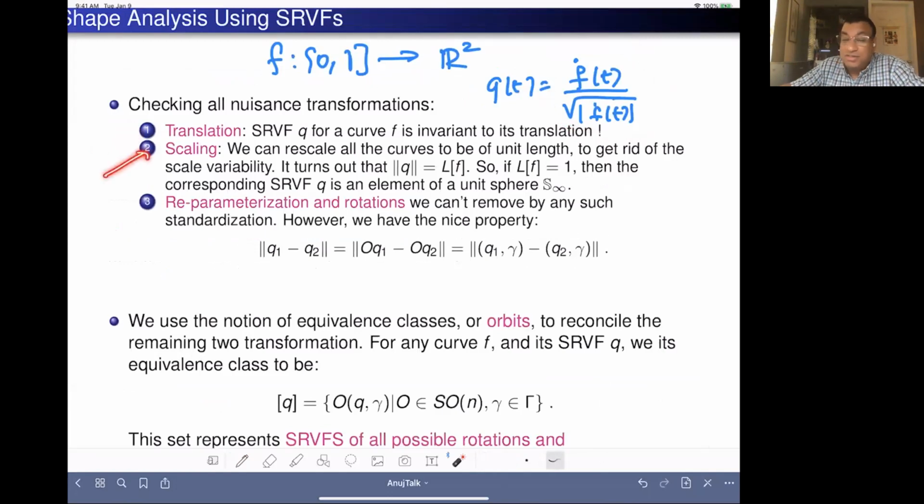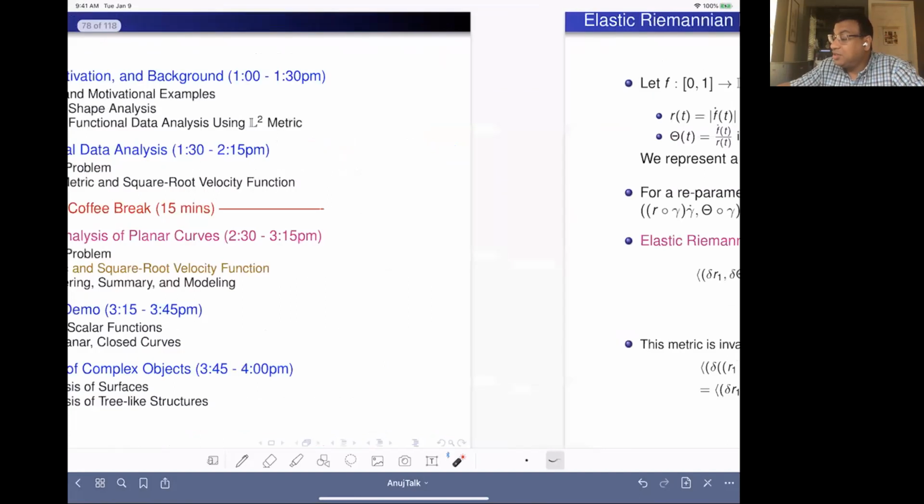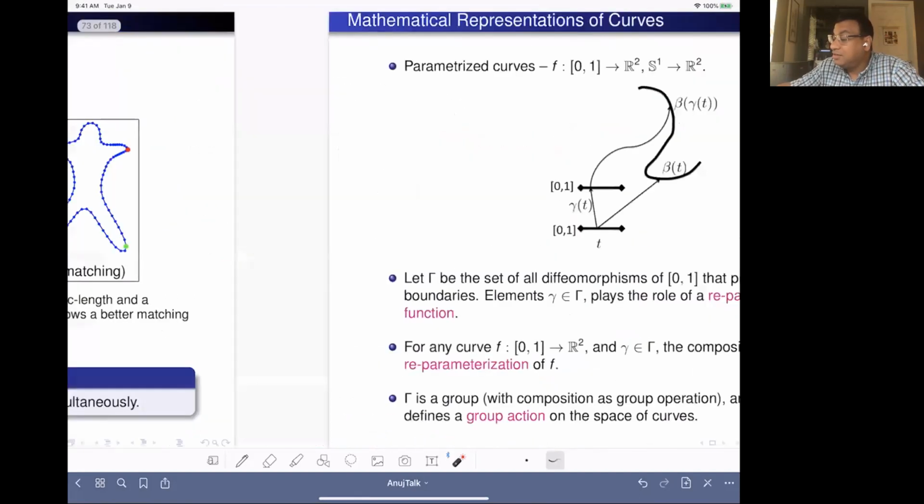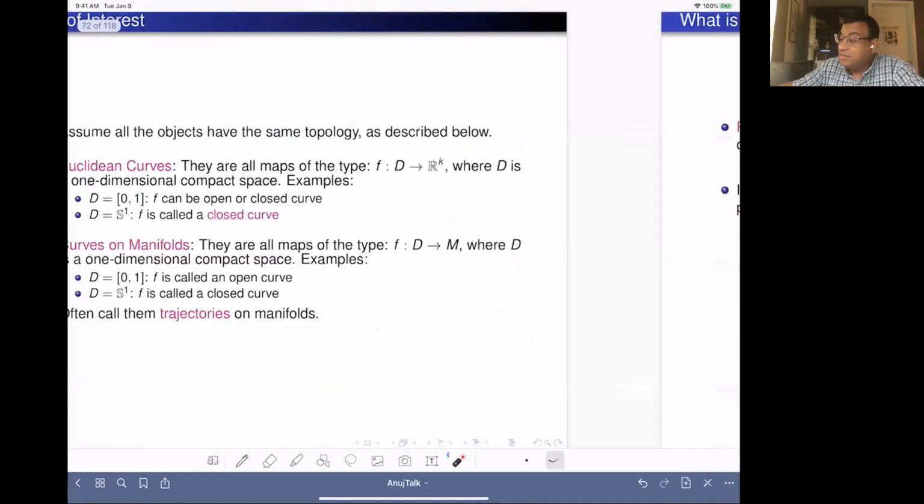I want to be invariant to scaling. So what we do when we work with shape analysis of curves is rescale all the curves to be of unit length. So I want to analyze the shapes of these curves. I showed pictures earlier at the start. We rescale all of these curves to be of unit length. So the scale variability has been removed. That's how we get rid of the scale variability.